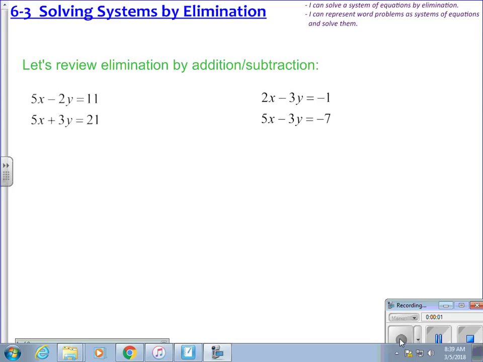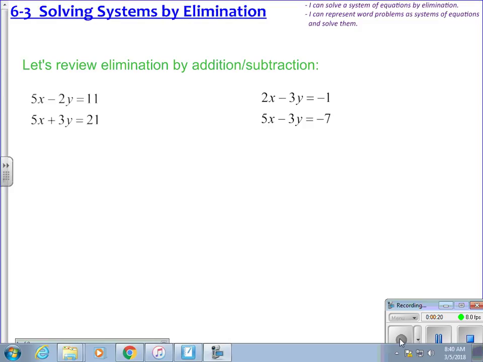Okay. So these two sets of problems up here, you're solving the system by elimination. These two are a review of what we did last time. You're either doing it by addition or subtraction. If you have two things that are exactly the same, you subtract. If you have two things that are exactly opposite, you add.